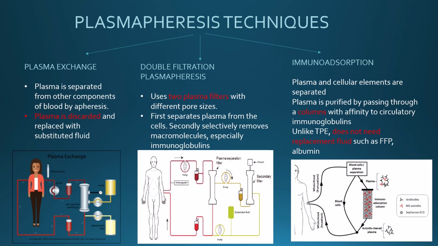Whereas in double filtration plasmapheresis, we use two plasma filters with different pore size. So first we separate the plasma from the cells, and secondly we selectively remove the macromolecules, especially immunoglobulins. In immunoadsorption, plasma and cellular elements are separated, so both are getting separated here, whereas plasma is purified by a column which has the affinity to remove the circulating immunoglobulins. So unlike TPE, it doesn't need replacement fluid like FFP or albumin.